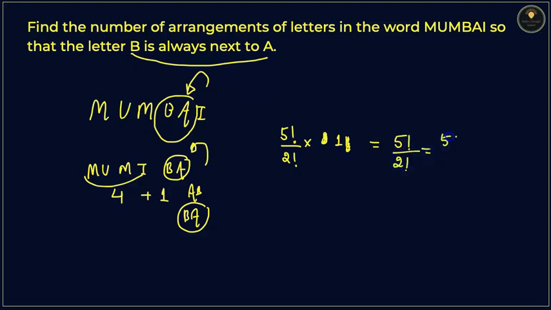Let's solve this value. So we will get 5, 4, 3 and 2, and you will get 2 here. 2 and 2 will get cancelled. You will get the value as 5 4s are 20, 20 3s are 60.